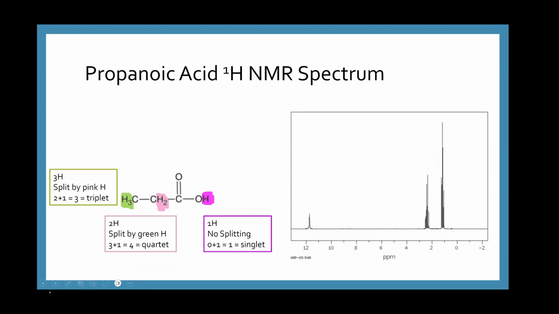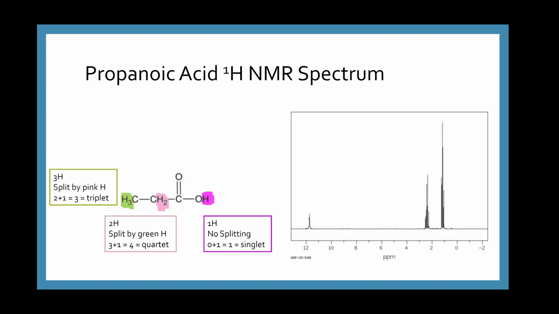Okay, so here's the NMR spectrum. We just talked about propanoic acid. We know that the CH3 group has its own peak. The CH2 group has its own peak. The OH group has its own peak. The CH3 group should be a triplet. The CH2 group should be a quartet. And the OH group should be a singlet.